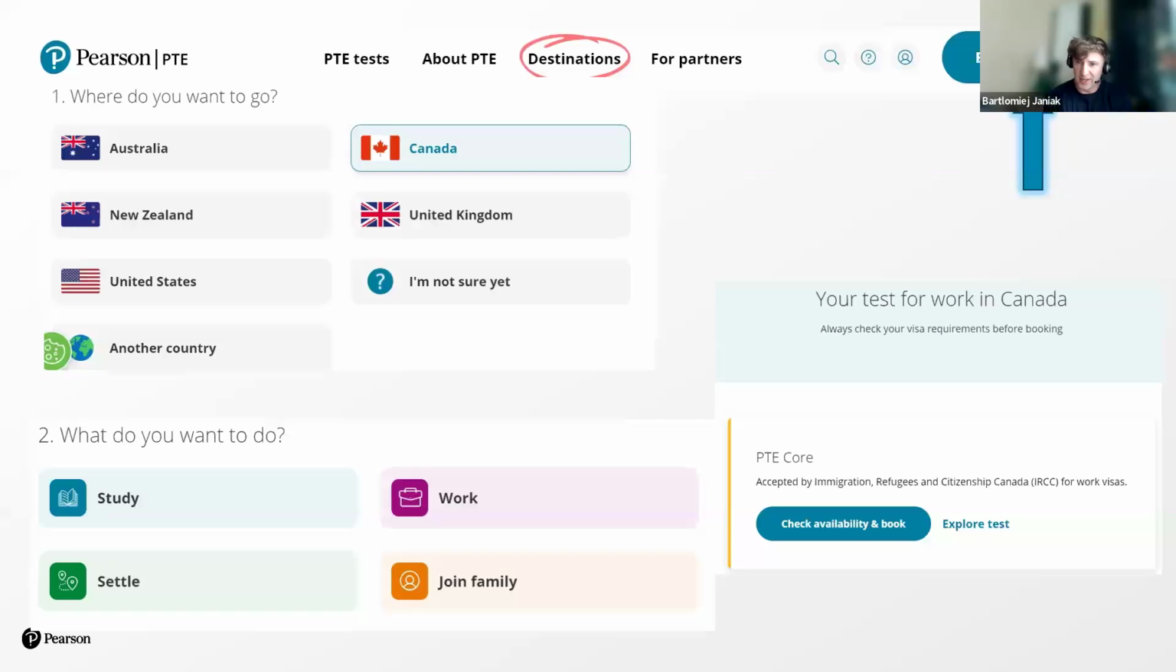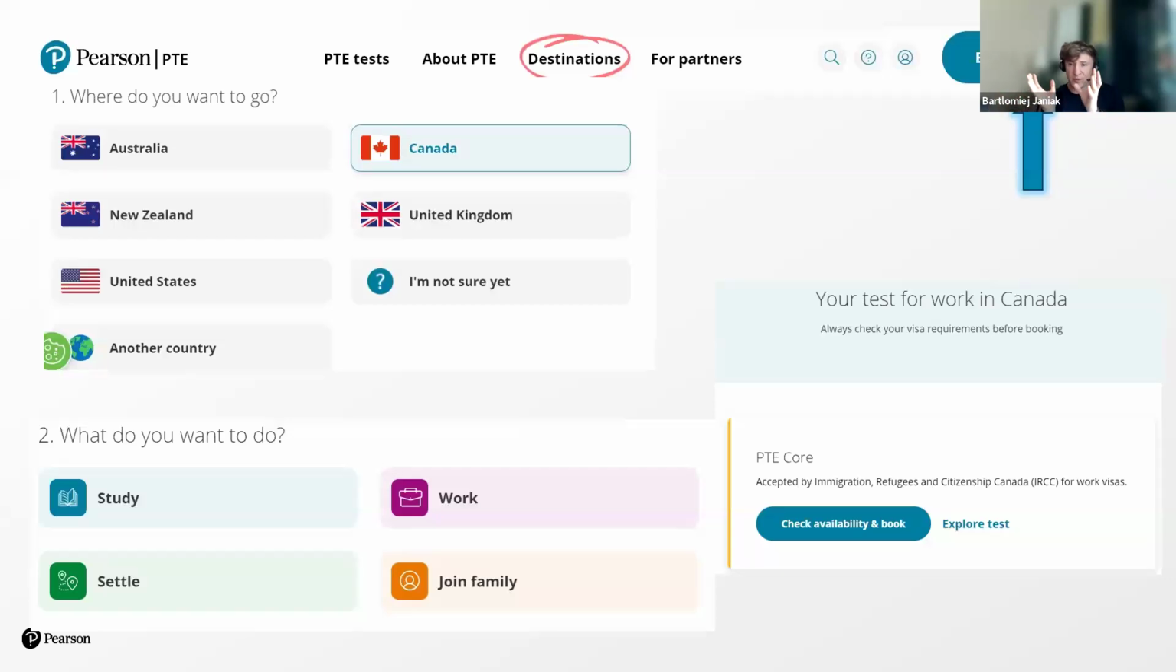The system will give you very clear guidance, offering 2 simple questions. Where do you want to go? If you click Canada, because let's suppose that you are a person willing to go to Canada, then the system will ask, what do you want to do? What's your purpose? If you select, for example, work and settle, then you'll see the information: your test for work, Canada, is PTE Core. And then you will be able to check availability and book the test.